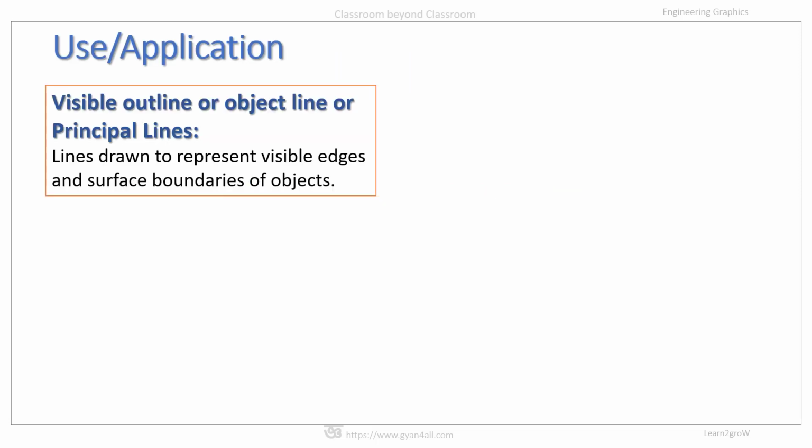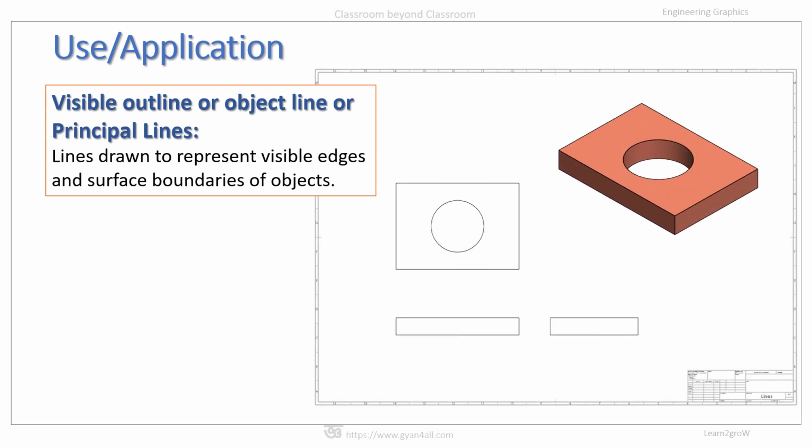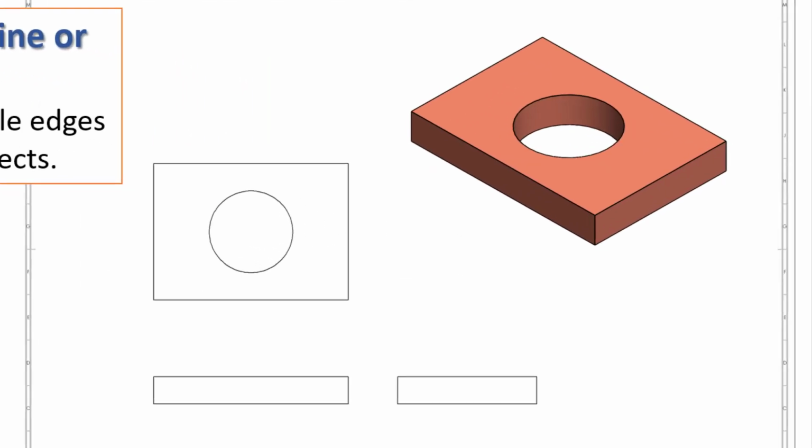Now let us discuss the use and applications of different lines and also their description to understand the lines properly. There is one type of line called visible outline or object line, or we can say principal lines. These are the lines drawn to represent visible edges and surface boundaries of objects. Let us take one drawing of an object.